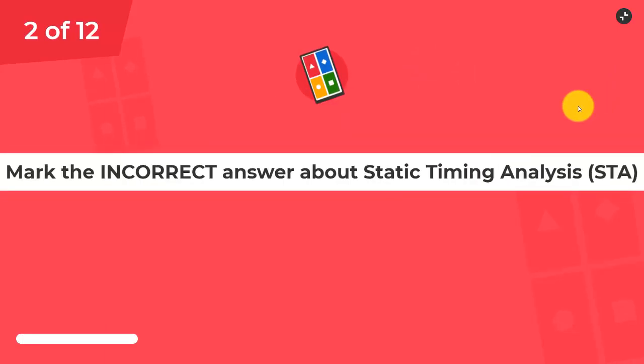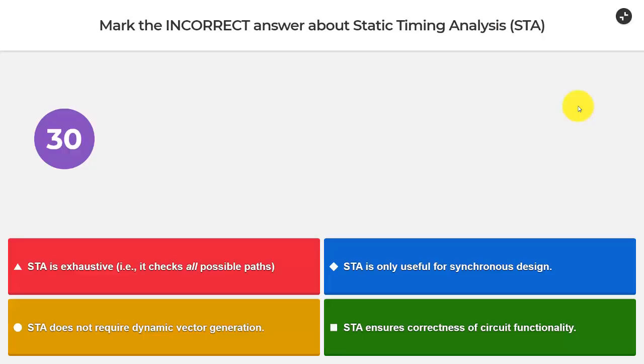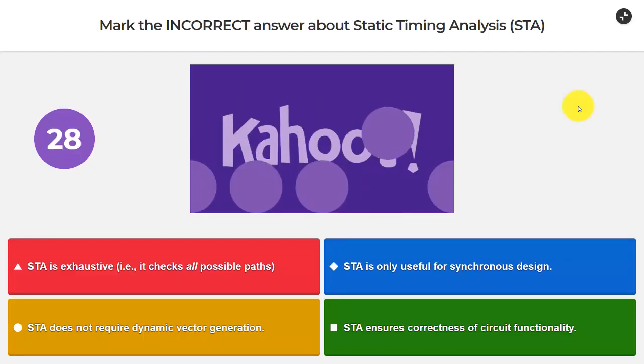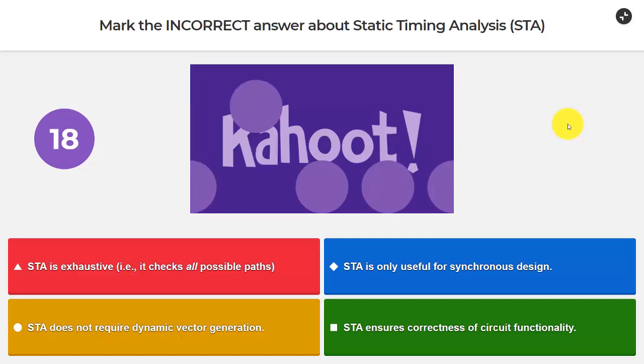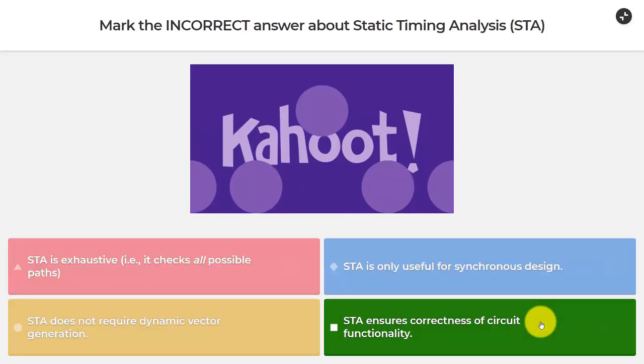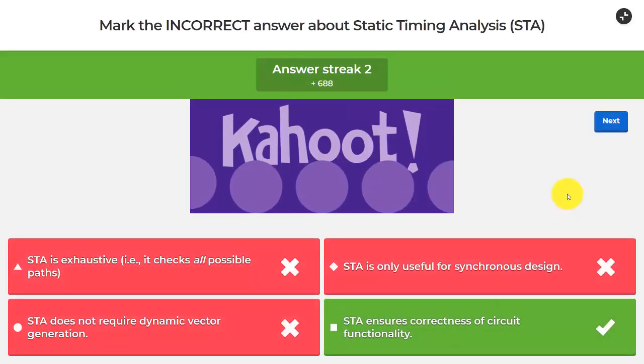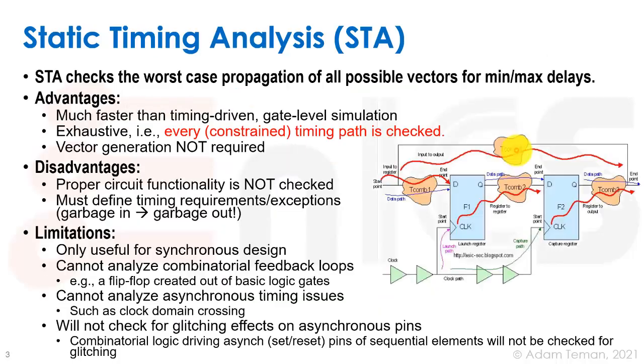Question number 2: mark the incorrect answer about static timing analysis, STA. STA is exhaustive, i.e. it checks all the possible paths. STA is only useful for synchronous design. STA does not require dynamic vector generation. And STA ensures correctness of circuit functionality. So which of these is incorrect? Well, in this case, I'll be going with the green answer down here. So let's understand why that is, and we'll go back to our slides for that.